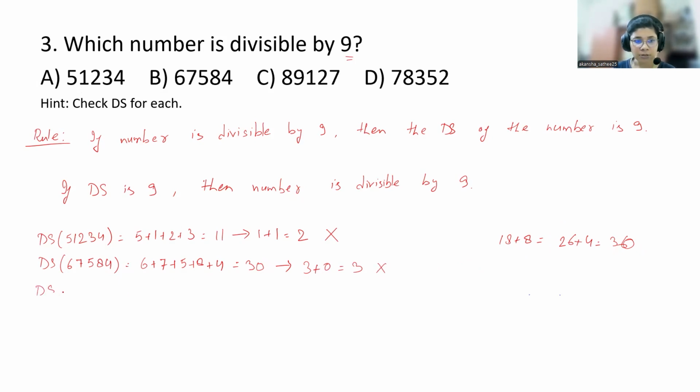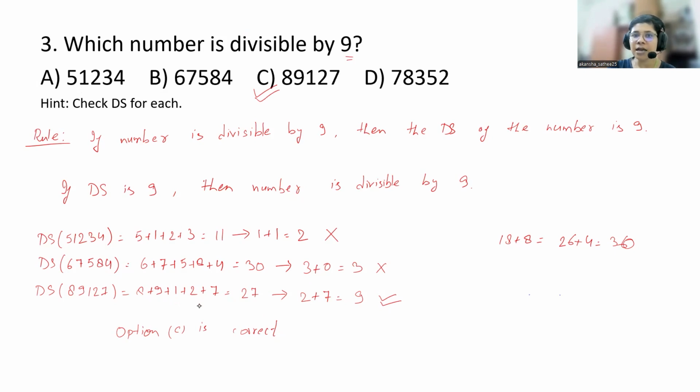Next option. Digit sum of 8, 9, 1, 2, 7. Let's check this one. 8 plus 9 plus 1 plus 2 plus 7. That is equal to 8 plus 9 is 17, plus 1 is 18, then 2 is 20, then 27. Again, you have to do this. It is 2 plus 7, and that is finally 9. So this C is your correct option. So, option C is correct.